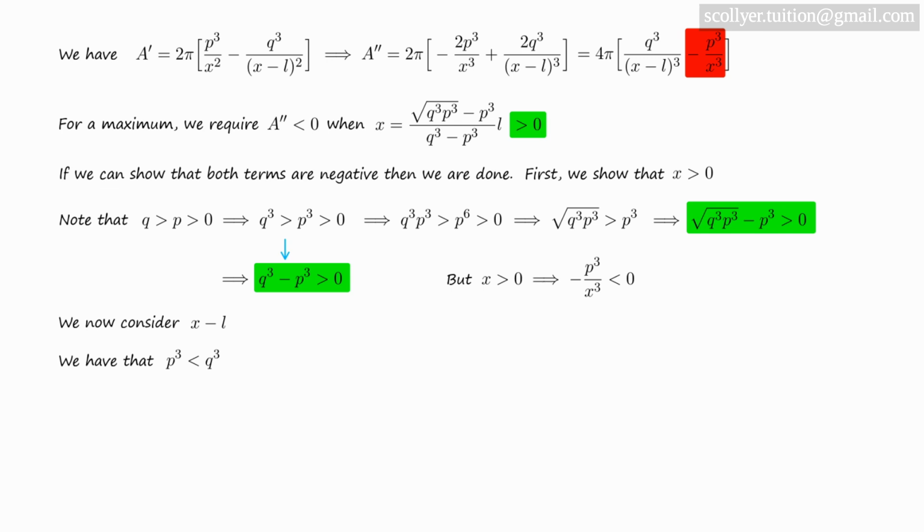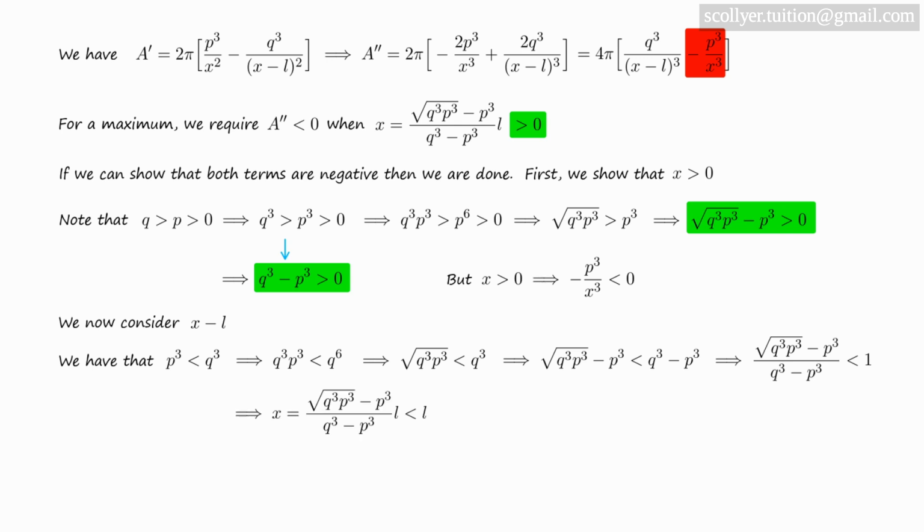And now we consider the sign of x minus L. We know that p cubed is less than q cubed, so that q cubed p cubed is less than q to the 6, so that the square root of q cubed p cubed is less than q cubed, and on subtracting p cubed from both sides, we have that the square root of q cubed p cubed minus p cubed is less than q cubed minus p cubed, so that the square root of q cubed p cubed minus p cubed all over q cubed minus p cubed is less than 1. And on multiplying both sides of that inequality by L, we find that x is less than L, so that x minus L is negative.